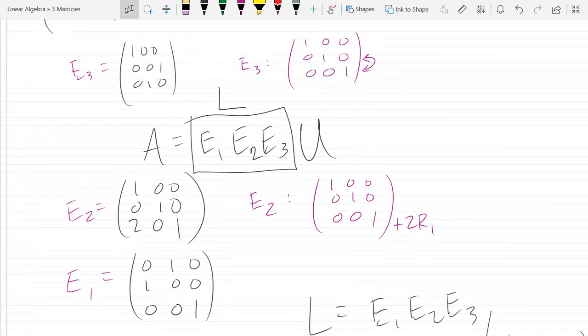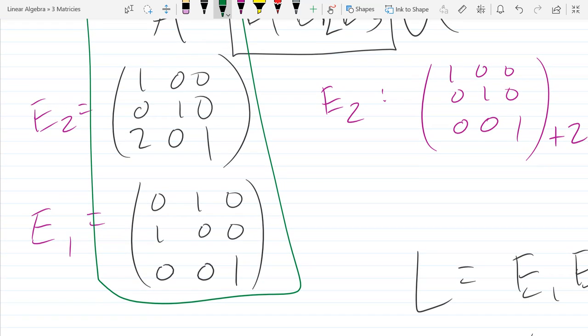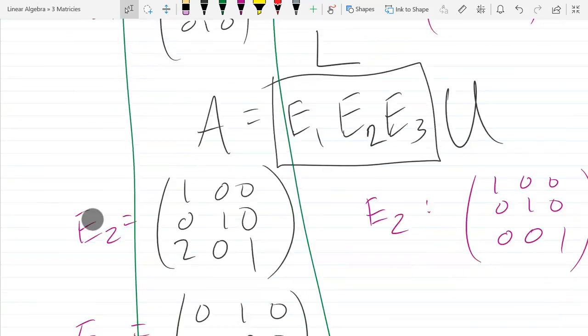They're all on the left side of the board. I'll put them all in a box so we just pay attention to those three. Which of those is not a lower triangle matrix? Let's see. So E1 is not, and E3 is not. So our swaps are messed up.